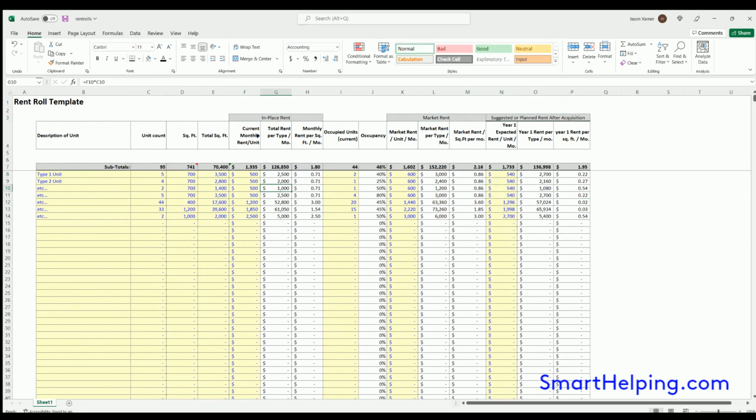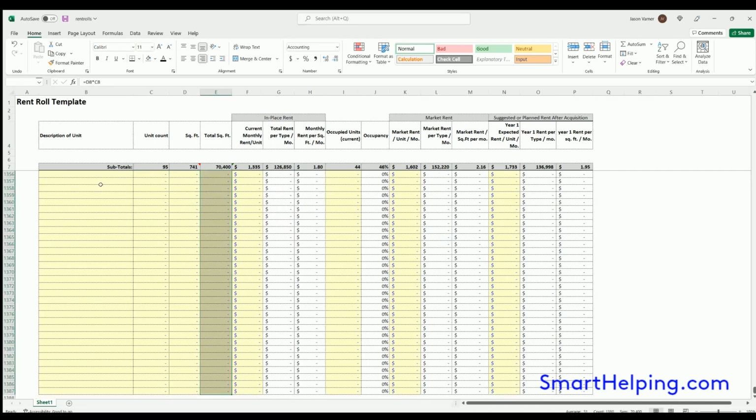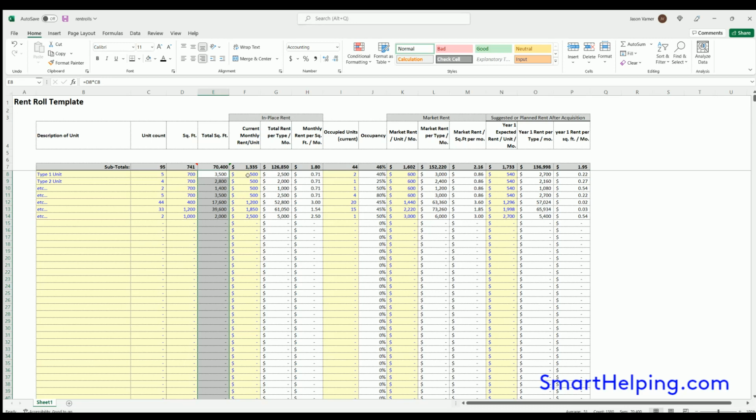Now again, if it were a new build, you just put in your suggested rent here, and these sections would not be relevant. You still want to put in your unit count and square foot. And let's see, this is a calculation column. You still want your rent in square feet in there, but you wouldn't basically fill this out. You could put in the market rent for sure, but you wouldn't need to put this in. We'll give these a thick box here.